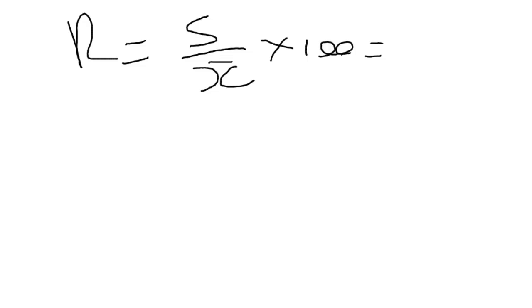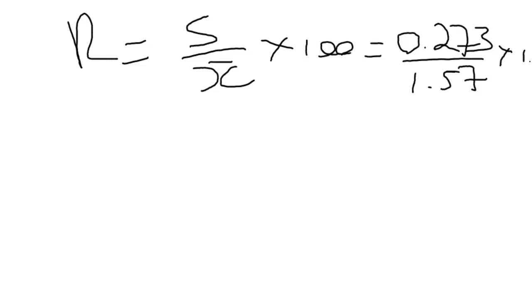So in this case it's going to be 0.273 divided by 1.57 times 100, and that equals 17.4%. As a relative standard deviation, that's really not very good. We're usually looking for below 10%. So let's figure out what mass we would need to get a 10% relative standard deviation.